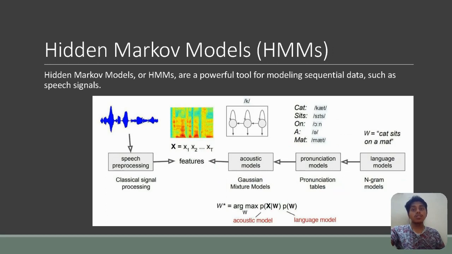Hidden Markov models. Hidden Markov models are statistical models used extensively in speech recognition. In the context of speech recognition, hidden Markov models are used to model the temporal dynamics of speech signals. Hidden Markov models represent the speech signal as a sequence of states, each corresponding to a phoneme or subphonetic unit. The transitions between states are governed by probabilities, capturing the likelihood of transitioning from one state to another.